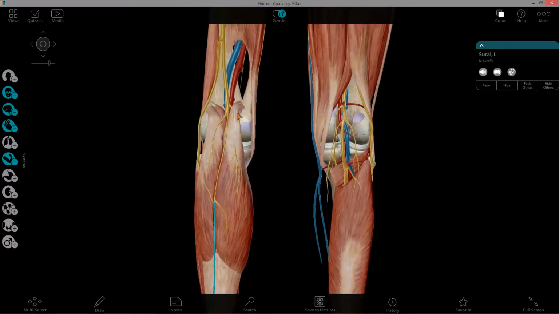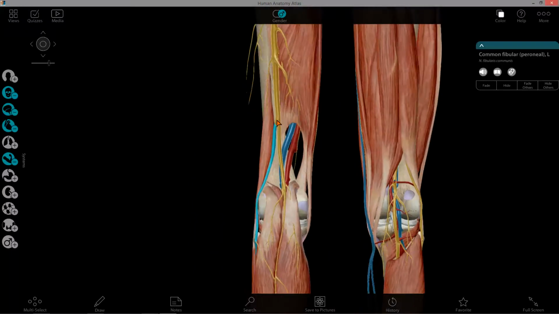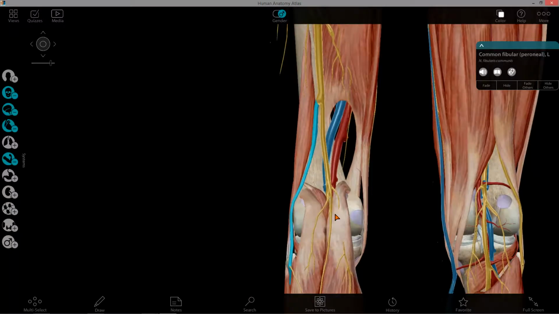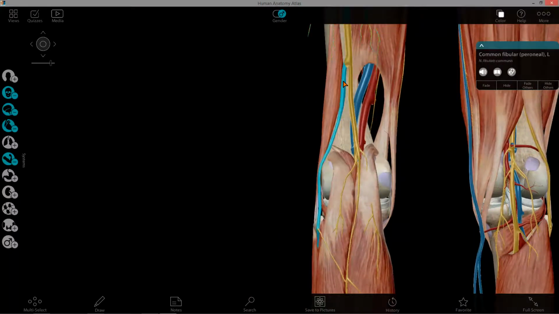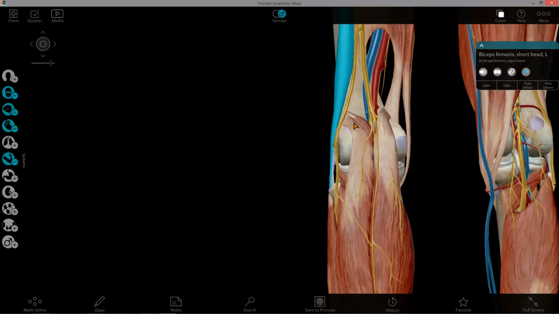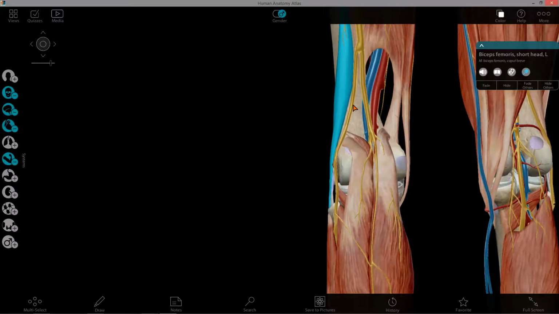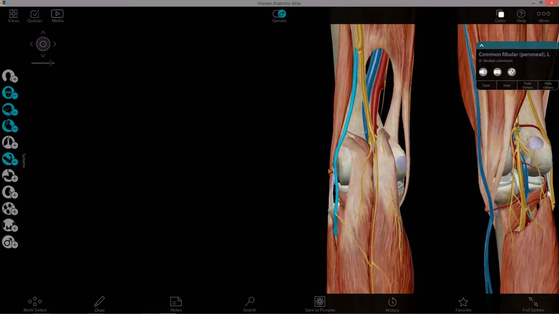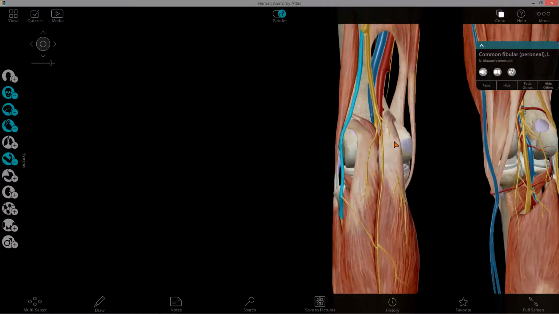Now, moving on from the tibial nerve to the peroneal nerve. The common peroneal, or common fibular, is another name for it. If you hear that, it's the same thing. Recall it's a division of the sciatic nerve, and then it follows along the medial border of the biceps femoris. So here's the short head. And it leaves the popliteal fossa by crossing superficially to the lateral head of the gastrocnemius. So here's the gastrocnemius, here's the lateral head, and you can see that it crosses superficial to that to leave the popliteal fossa.